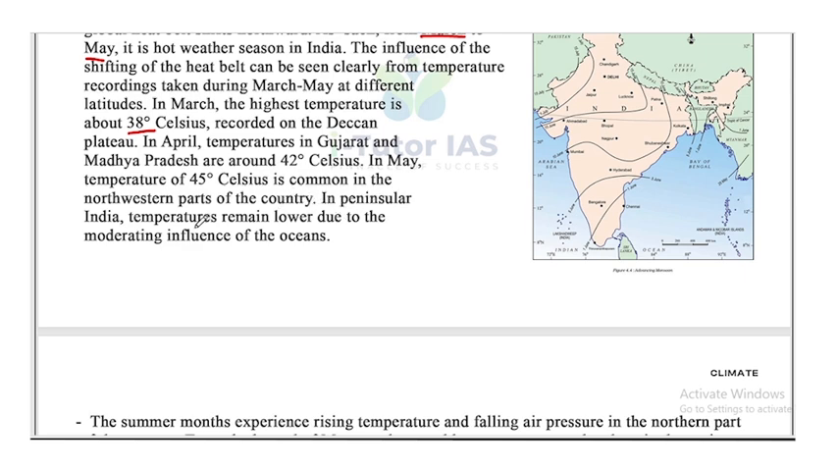In peninsular India, temperature remains lower due to the moderating influence of the ocean. So that is the speciality of the peninsular region, the lower region. The influence of the ocean helps to keep the temperature low.